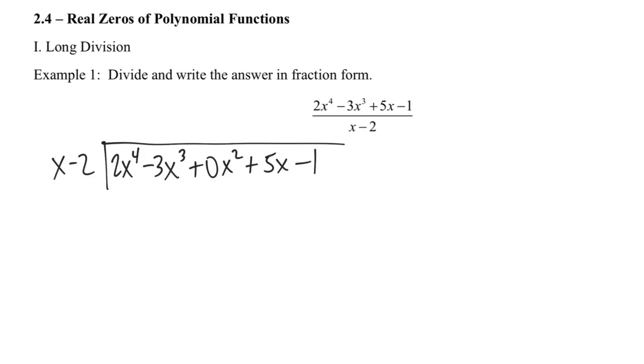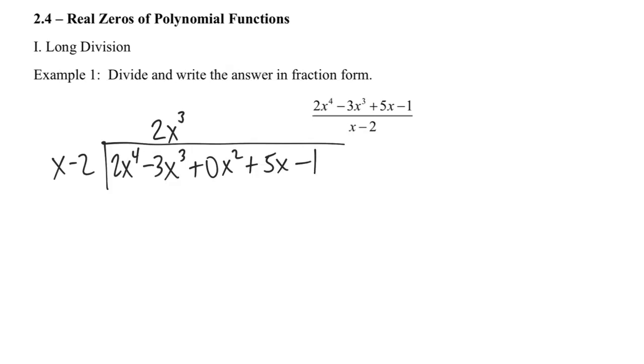Okay, so we are going to do this just like we did in elementary school when we divided numbers. We're just dividing polynomials here. So I'm going to start with this lead term here, 2x to the fourth, and divide it by the lead term here, which is x. 2x to the fourth divided by x is 2x cubed, and I am going to put that right above my x cubed term.